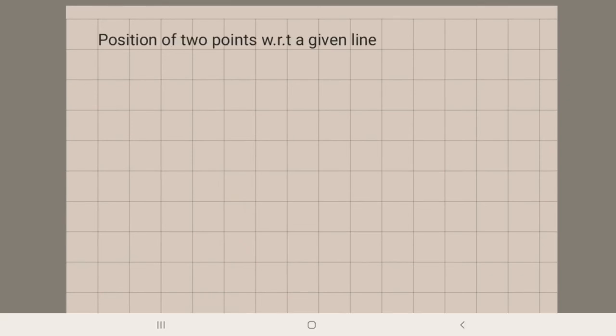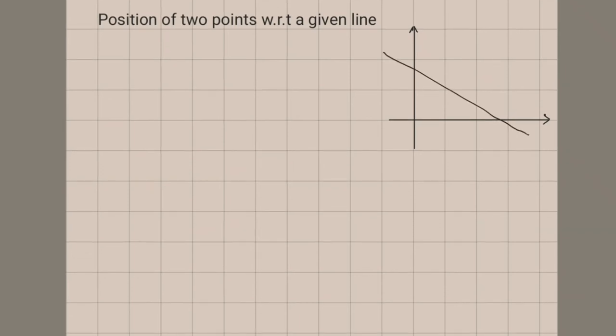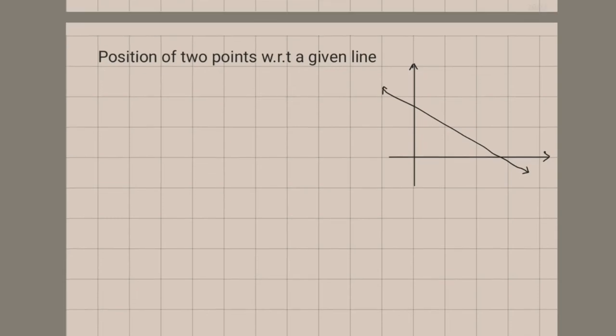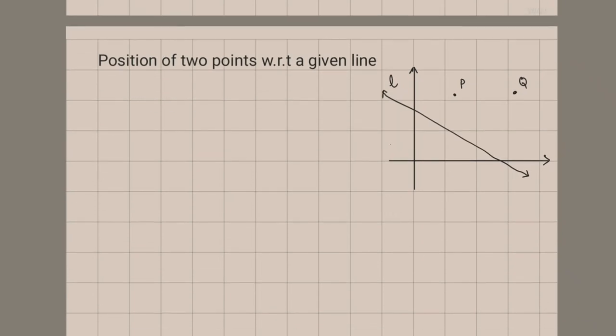Okay, let's say these two are the x and y axes, and there is a line L. Take any 2 points. Let's say this is some P and this is some Q. These 2 points are on the same side of the line. Similarly, take another point R. P and R are on opposite sides of the line L.